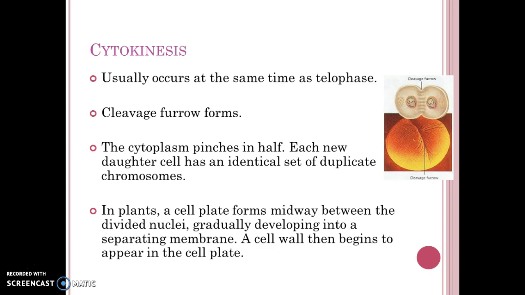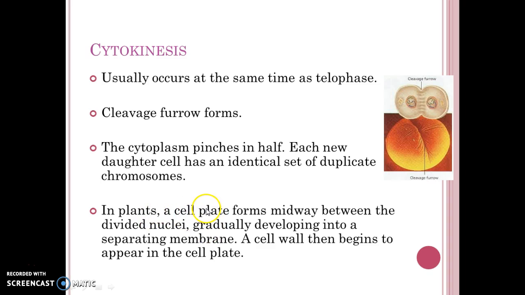Cytokinesis occurs at the same time as telophase. In animal cells, a cleavage furrow will form. The cytoplasm pinches in half. Each new daughter cell has an identical set of duplicate chromosomes. So in animal cells, cytokinesis involves a cleavage furrow, and in plant cells, you will see a cell plate.